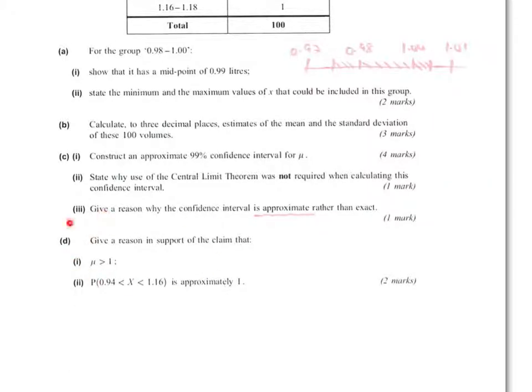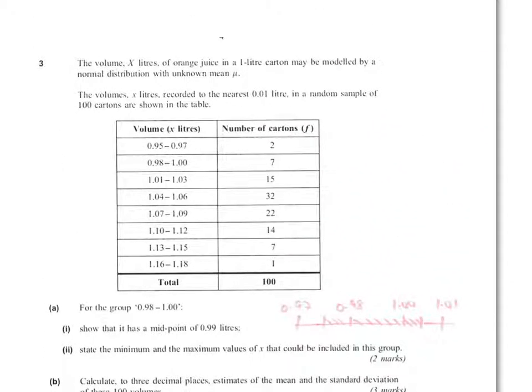Over here at the end, you have to interpret this. This means the population mean is greater than 1. Obviously, you're going to base that comment on what the confidence interval was. And here, the probability that x is in between those values is approximately 1. Again, if you look at the table, most of the data does actually fall between those two values, and therefore we would probably expect it to be approximately 1.